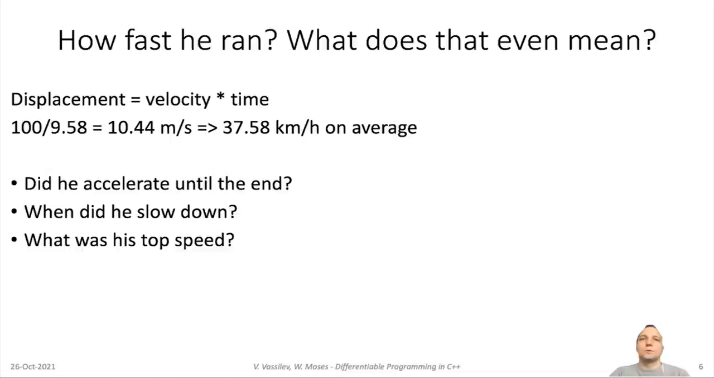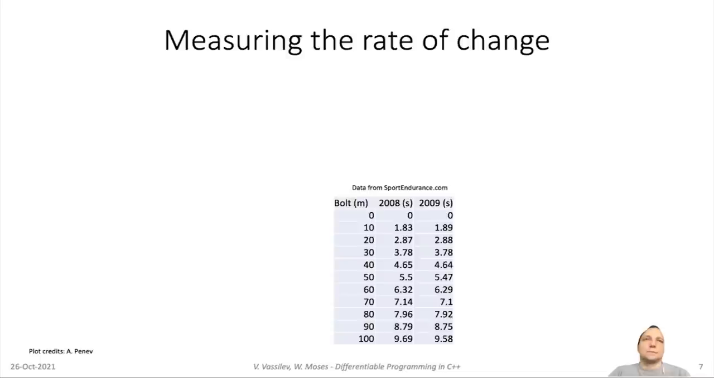Bolt's run is a continuous process. However, we could get insights about it by measuring several aspects. For example, we can measure the total time at a given distance, and such data is actually available in many sports-related sources. For instance, sportsendurance.com shares Bolt's timings every 10 meters. These measurements allow us to build some intuition about the process.